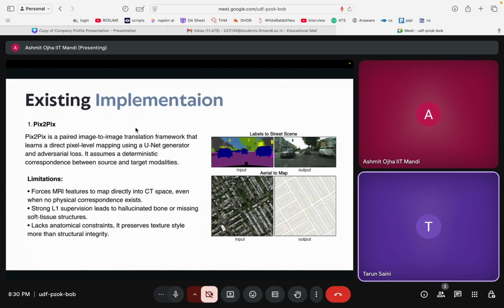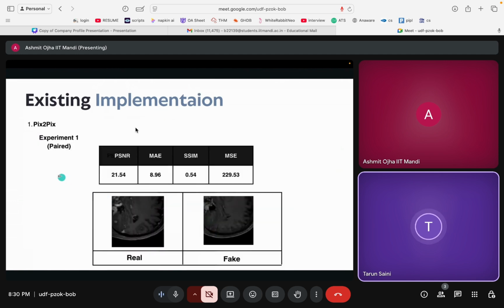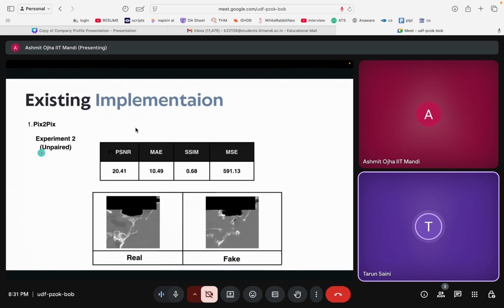Experiment one is using paired modalities, so both modalities belong to the same person. The results are very poor, as we can see, and for the unpaired one the results are also not very good.